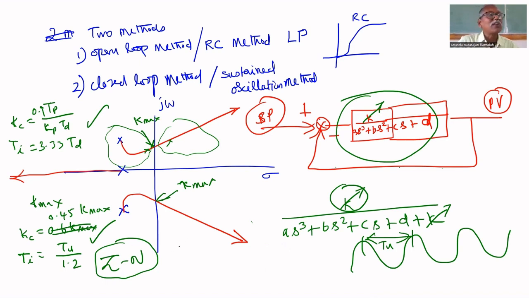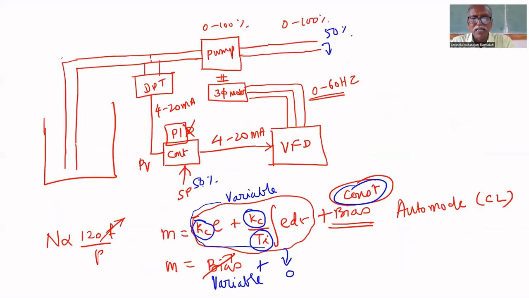Say, Ziegler-Nichols found that formula. It is still used here. It is a thumb rule. It is used by considering the gain margin and phase margin. K-max we have to find. How to find K-max in this experimental setup? That we will see now.